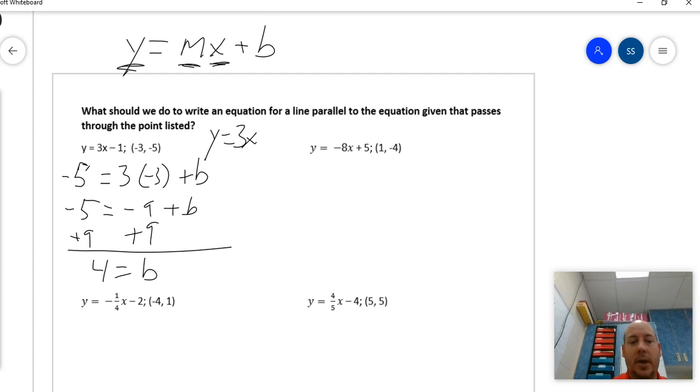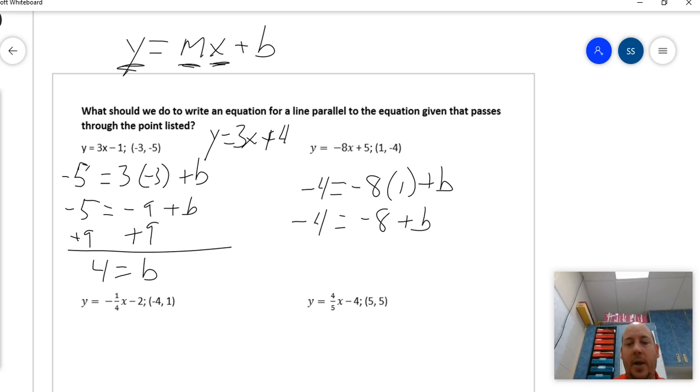So y equals 3x. Our y-intercept is going to be positive 4, so plus 4. Okay? All right, same idea with the next one, right? We know our slope. We have an x value and a y value. So your y value is negative 4. Your slope is negative 8. Your x value is 1. Solving for b.